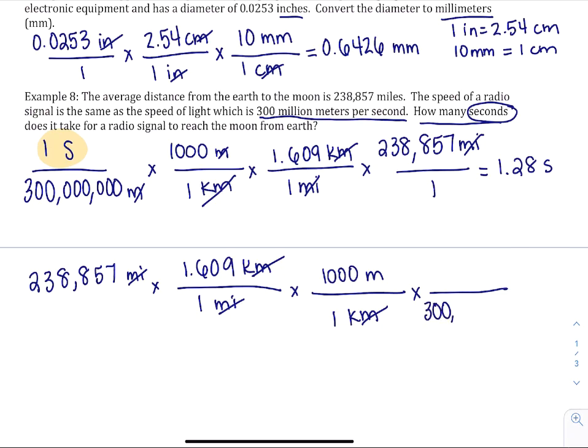We have our 300 million meters per second. And even though typically we would have that flipped with the per, because of the way that we need the units to cancel. So word problems like this definitely are going to involve a little more work. You will not see very many of these problems.